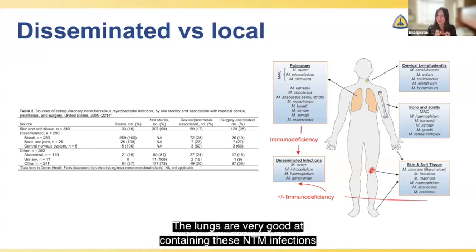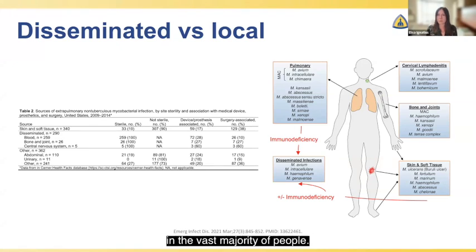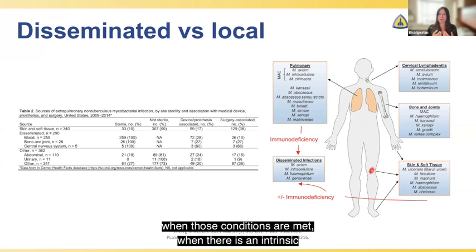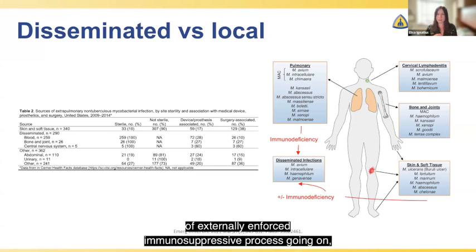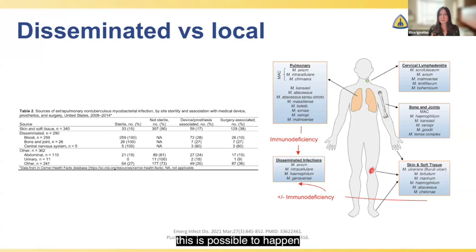The lungs are very good at containing these NTM infections in the vast majority of people. But in rare cases, when those conditions are met, when there is an intrinsic or an externally enforced immunosuppressive process going on, it is possible that a pulmonary infection would be the original portal of entry, and then the infection could spread throughout the body to other sites.